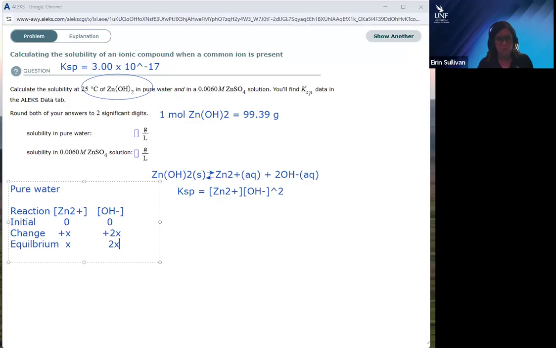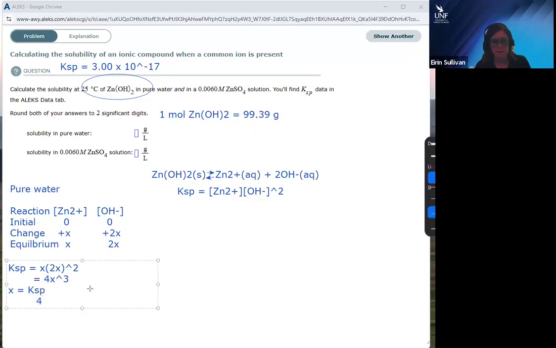I can substitute those into my KSP expression. So KSP is going to be x times 2x, and that will be squared, equals KSP. So 2x times 2x is going to be 4x squared. So x times 4x squared is just going to be 4x cubed, right? So now I can rearrange and solve for x, because we know KSP. So x is going to be the cube root of KSP over 4.